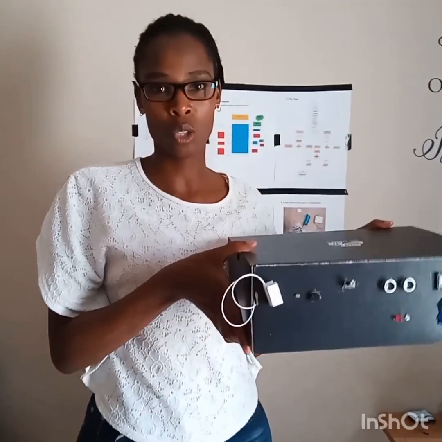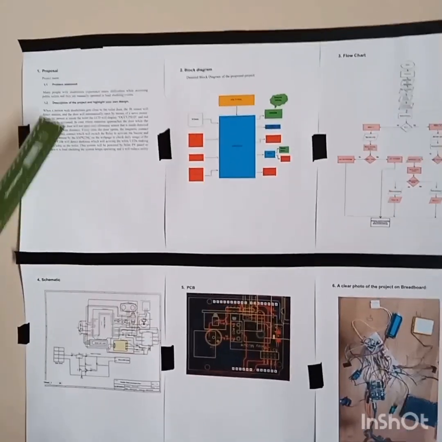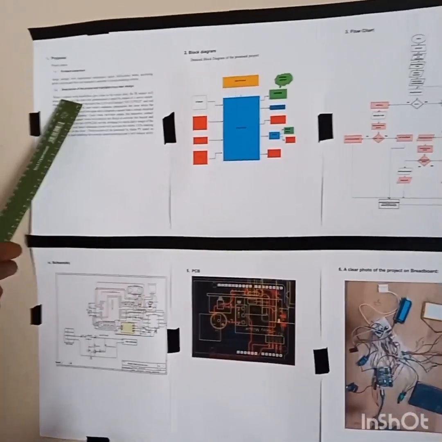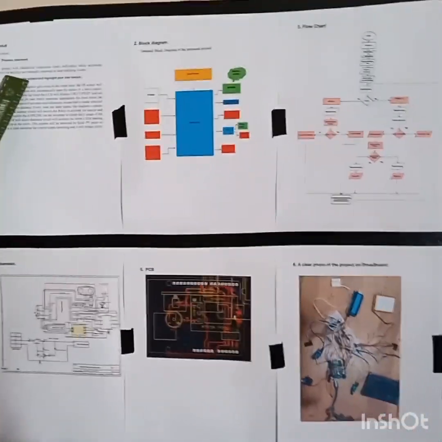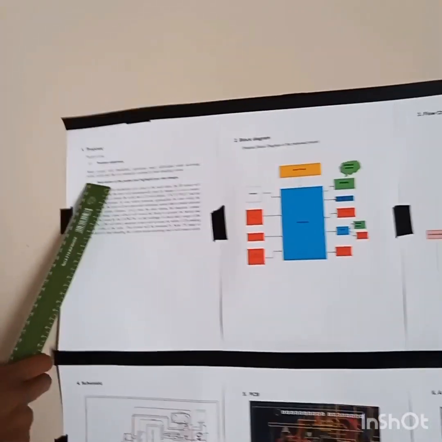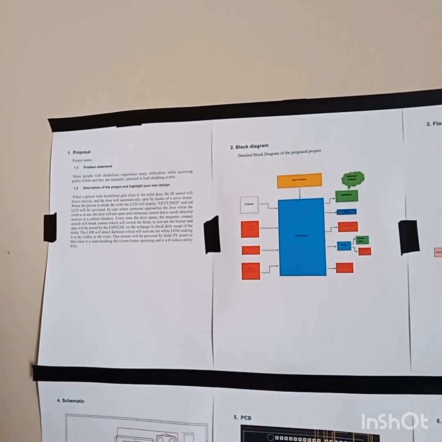This is Tembekile Kazi, the creator of Disabled Toilet Automatic Door. Let me take you through my presentation via a poster that I created here on the wall. I have a proposal which has a problem statement that states many people with disabilities experience many difficulties while accessing public toilets, and they are manually operated in load shedding events also.